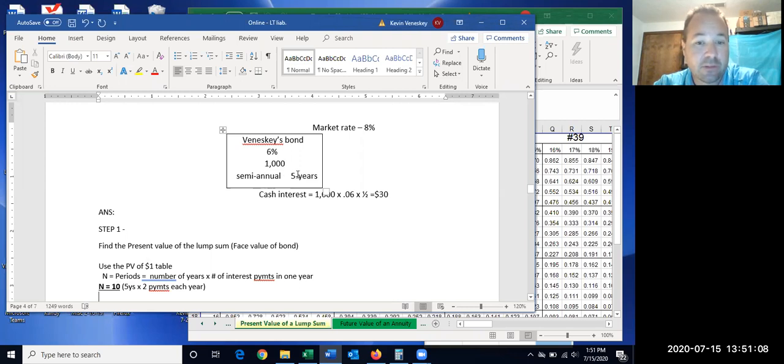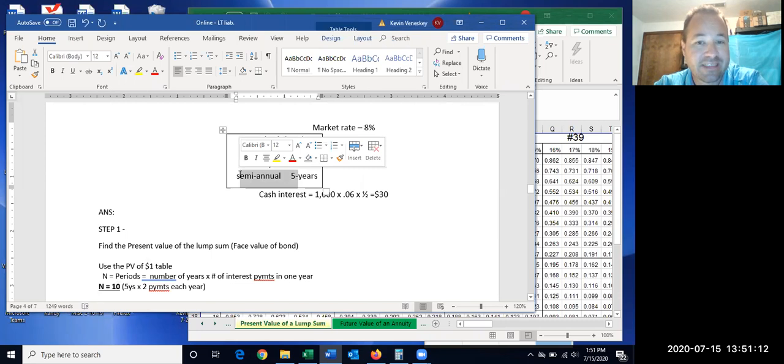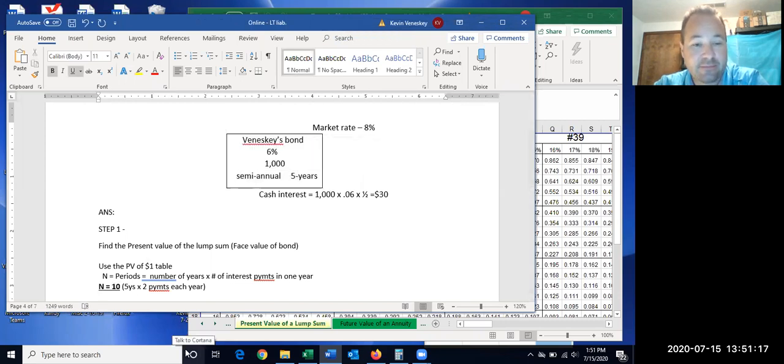Our N is the number of payments. So again, it's 5 years and 2 payments a year, so that's 10. So our number of payments is 10. And then our I, whenever you do I, you always use the market rate. That's the only time we're going to use the market rate.